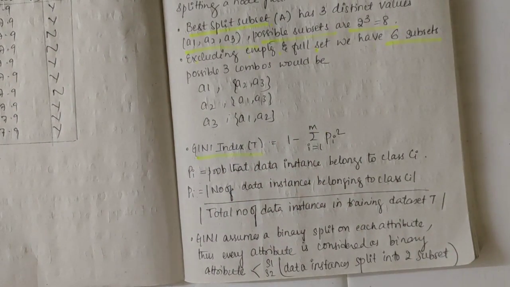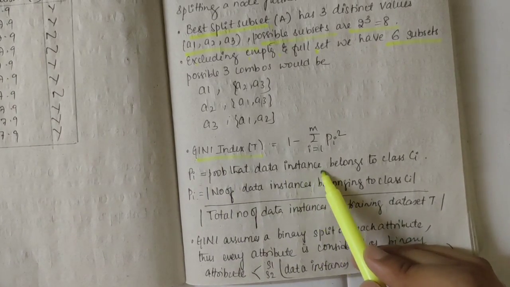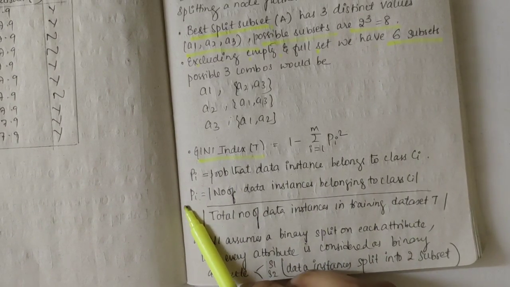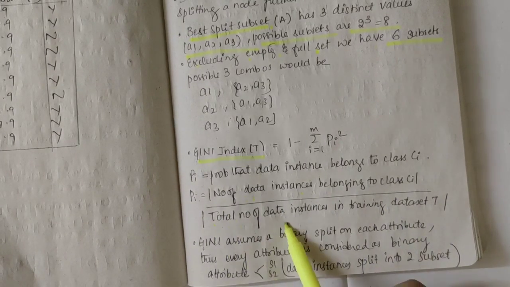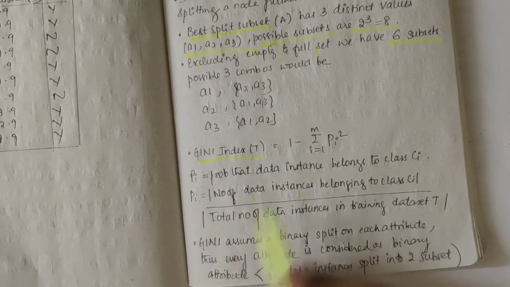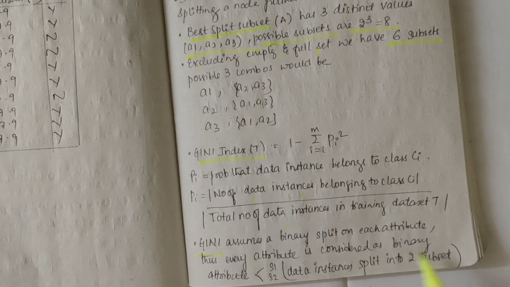This is the formula for Gini index. Then the value, what is PI, is specified here: the probability that a data instance belongs to class CI. PI can also be written as the number of data instances belonging to class CI divided by the total number of data instances in the training data set. Gini assumes a binary split on each attribute. Thus every attribute is considered a binary attribute, S1 and S2, so the data instances are split into 2 subsets.